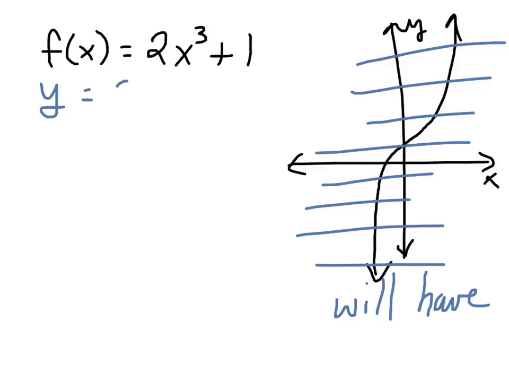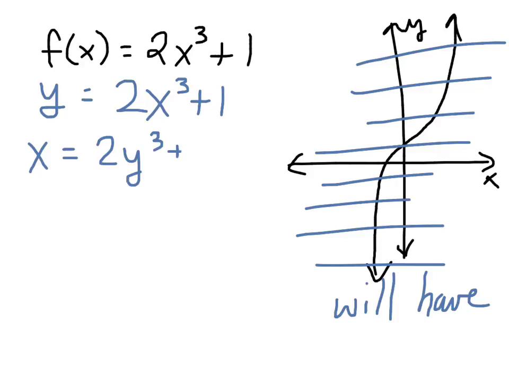Y equals 2x to the third plus 1. So I switched the f of x with the y. Now what? X equals 2y to the third plus 1.